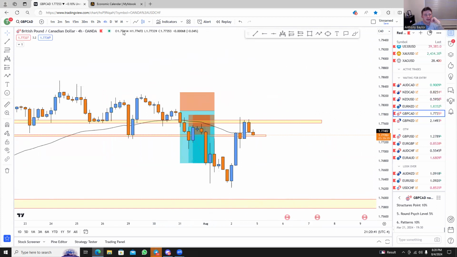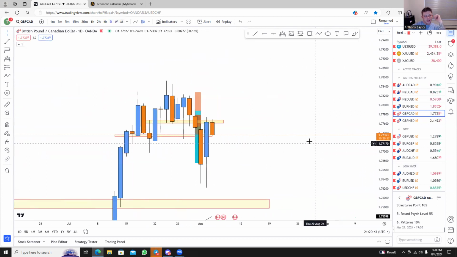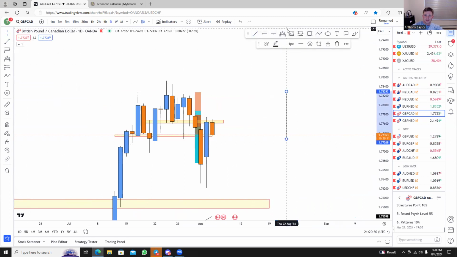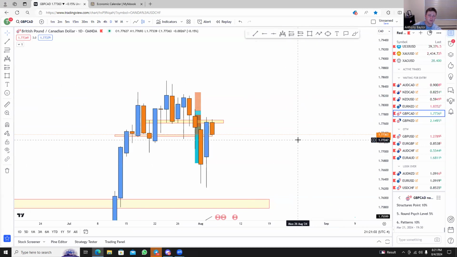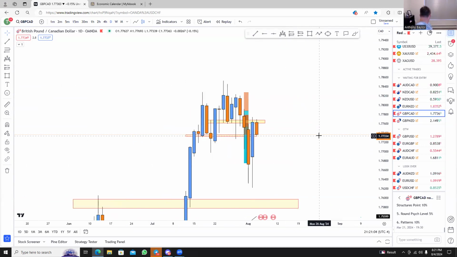I need to see a doji out of this. And if you want to know what a doji is, let's grab a tool here. Boom. A doji is literally basically that. I want to see a doji candle. If you want to learn more about dojis, read.